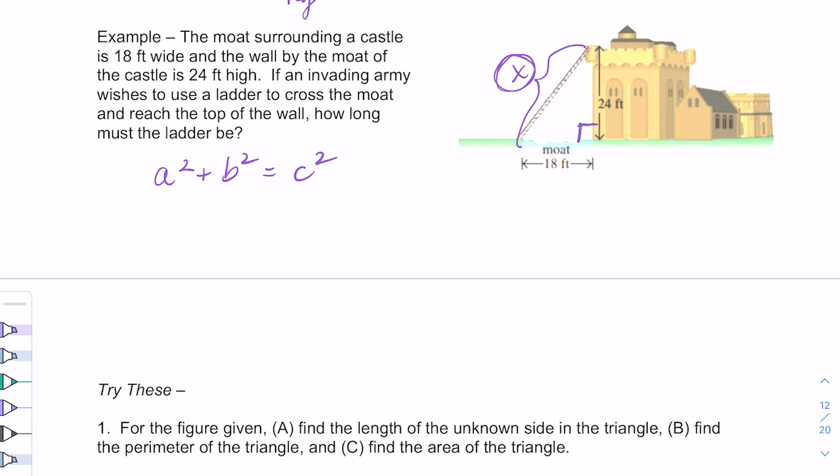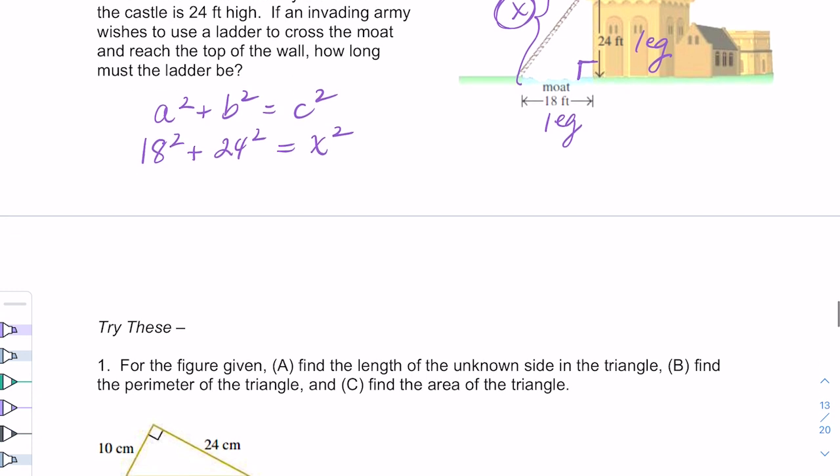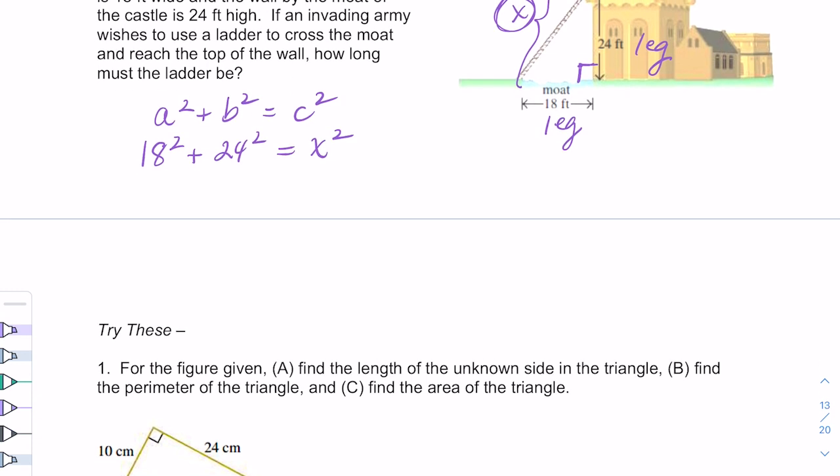So 24 and 18 are your legs. And it doesn't matter which one is which. So I'm just going to make 18 my A, and you're going to square it. And 24 is my B, and I'm going to square it. And we're looking for X, and we're going to square that too. So now when you multiply, 18 squared is 18 times 18, which is 324. And 24 squared is 576. And when you add those together, you get 900.